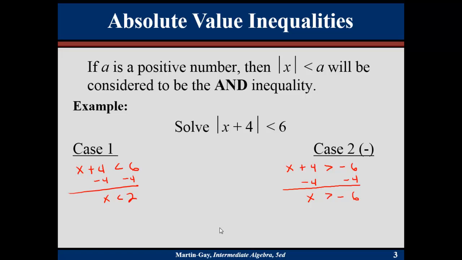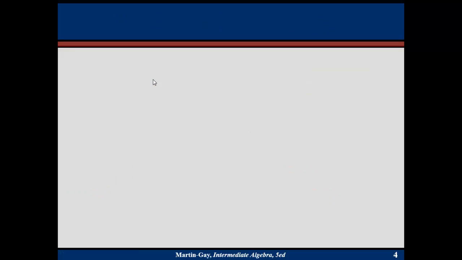So again, to help you out, you might want to graph the inequality. So we have X is less than 2 and X is greater than negative 6. So let's look and see how the graph would look. We have 0 here, negative 6 out here, and let's say 2 right here. If it's less than 2, that means it's going back to the left from 2. And if it's greater than negative 6, it's going to the right from negative 6.